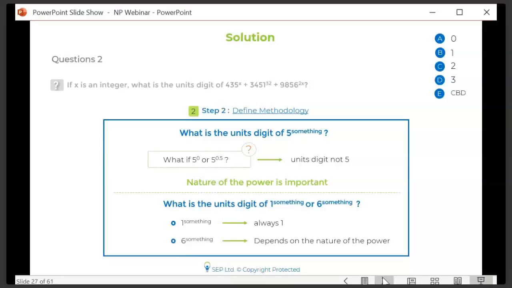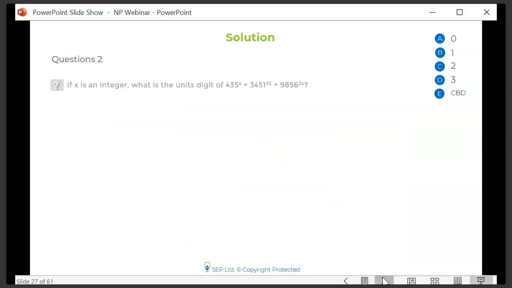Okay, so I hope this is perfectly clear, guys. You should keep this in mind because this is the main takeaway of this question. This is a common mistake that people make. They always think 5 to the power something is 5, 6 to the power something is 6. Don't do that. Always look at the power.